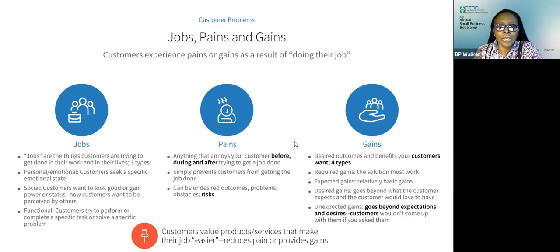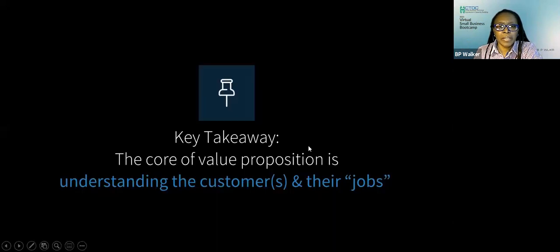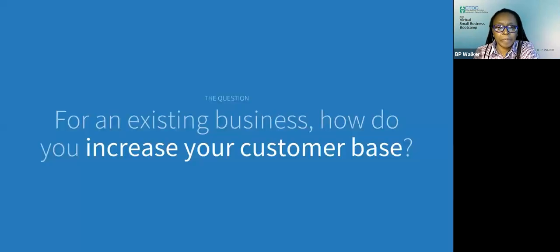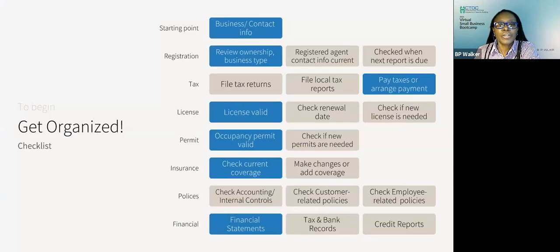Okay, so let's go on to talk about that. The key takeaway: the core of the value proposition is understanding the customers and their jobs. So with that as the background, the key question we're here today trying to focus on is how do we understand the customer base, with this realization that there's the pain involved, that there's the job involved, and that the value proposition has to address all of that. So I laid out the steps for you.